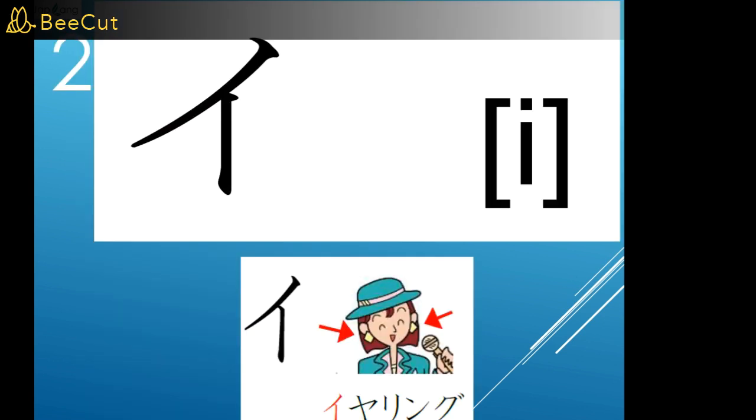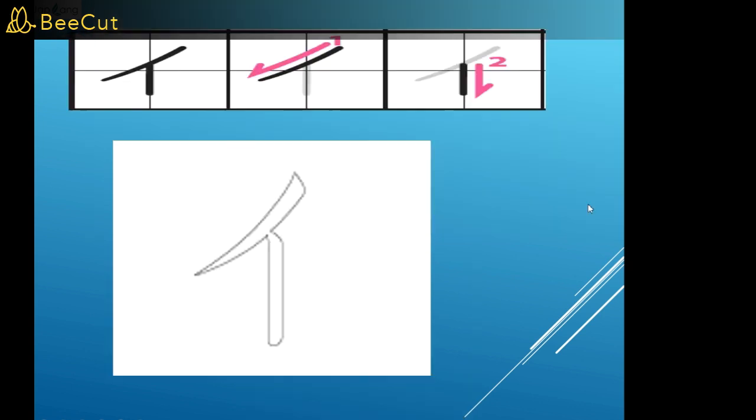We go for the next, that's E. E as in earring. This lady is wearing earrings. Right, here you can see the earrings. So E as in earring. And this is the stroke order, how you write it: first stroke and second stroke.